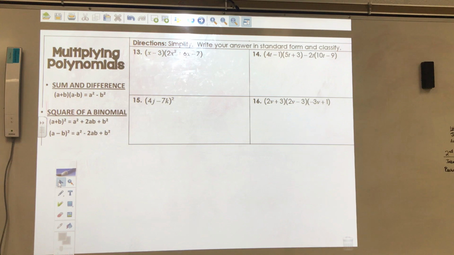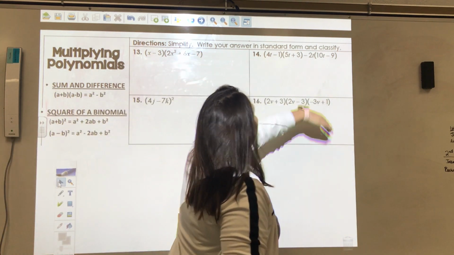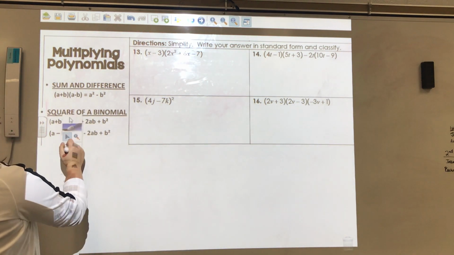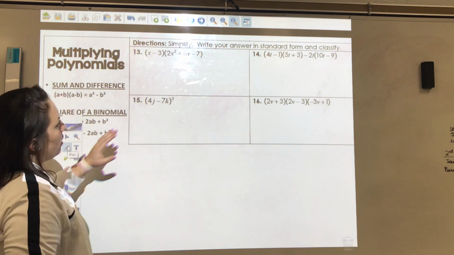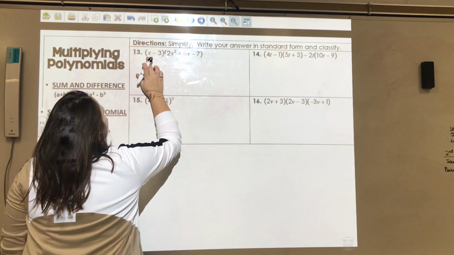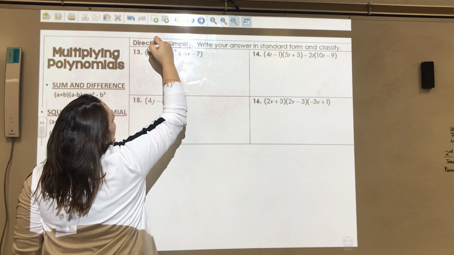Okay, so now that you have written this down, let's go ahead and simplify and write our answer in standard form and again classify. It is a lot of work, write small. Okay, so we need to distribute, we need to multiply. So the first thing we need to do is multiply this x to all 3 terms, like this.